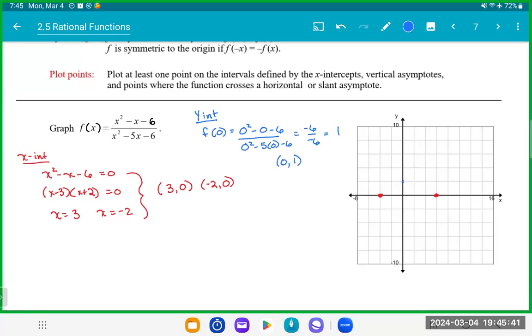So we can come plot, here is my y-intercept. And I'm trying to just use lots of different colors to help y'all see where the work leads to the graph. Okay.